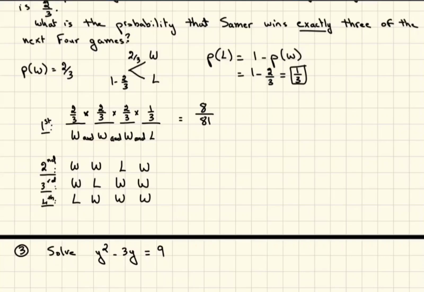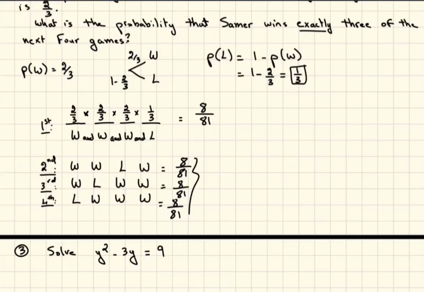So basically, Samer here can win 3 games out of the 4 games in exactly 4 ways. Either winning the first 3 and losing the fourth, or winning the first 2, then losing, then winning, or winning the first, losing, then winning, or losing the first and then winning the last 3. All of these probabilities, when you calculate them, will be the same answer as the previous one, so there is no need to calculate these again.